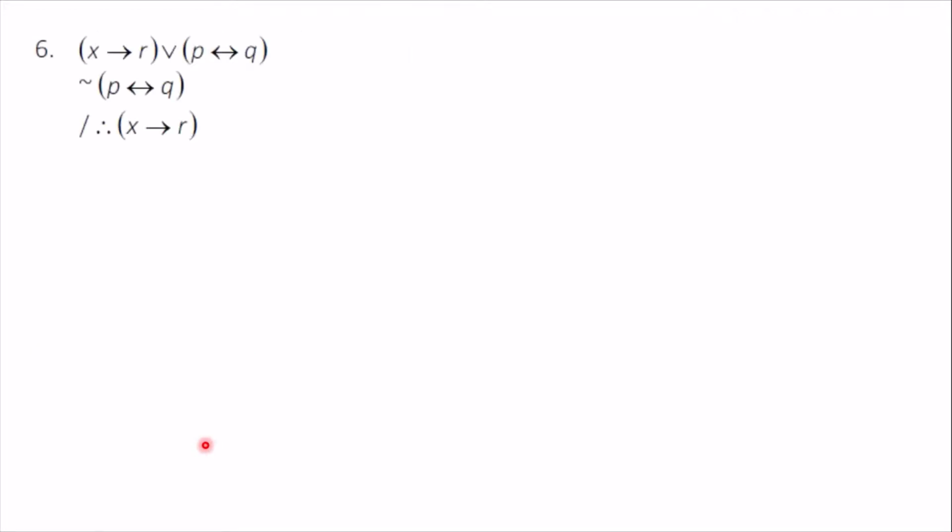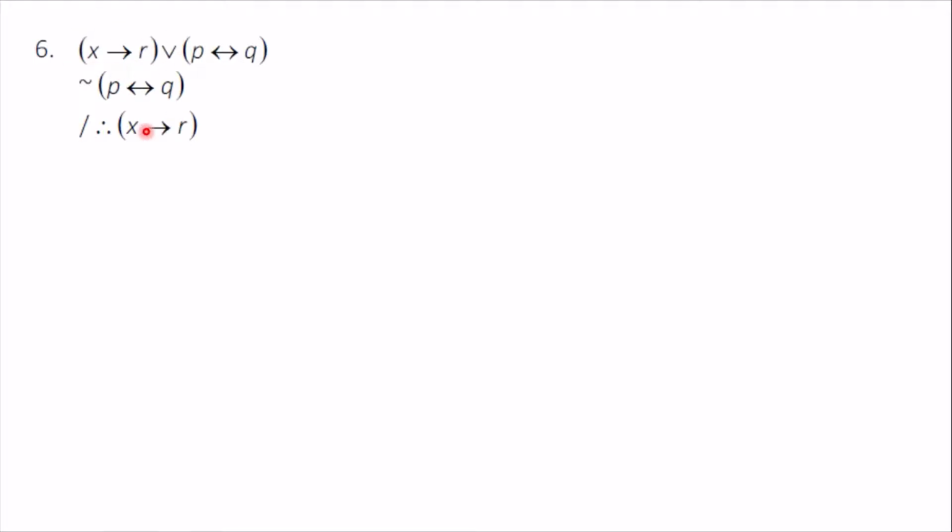Now, how about number 6? As you notice here, this is just the negation of one statement in the first premise. Notice here, ito, yung P if and only if Q natin is a negation of this. Siyempre, pagka ito ay hindi na pwede, we can always arrive at the conclusion na X implies R.